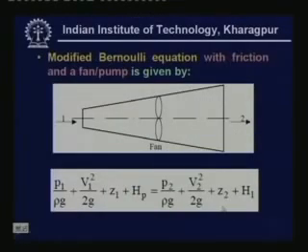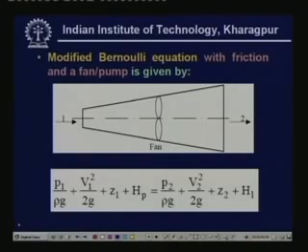Now, that is what is shown in this slide. This is the modified Bernoulli equation with friction and a fan or pump, and I have shown here an arbitrary cross section. That means cross section area need not be constant, and the fluid enters here and fluid leaves here, and this is the fan or a pump. So, what is the modified Bernoulli equation for this kind of a situation? This is the modified Bernoulli equation, only the difference is this. So, this is nothing but the head gain due to the presence of the fan.